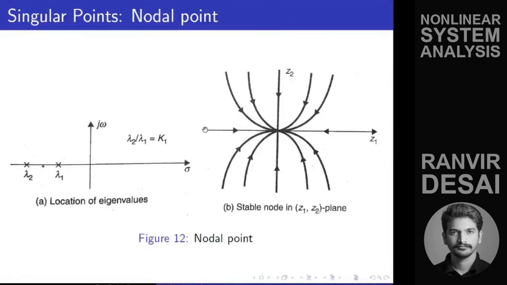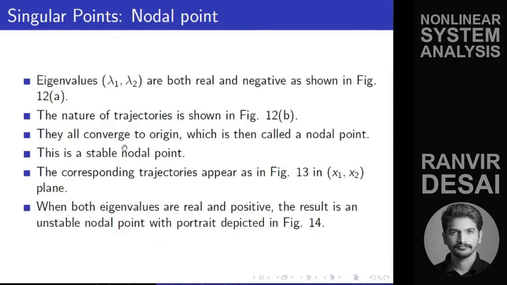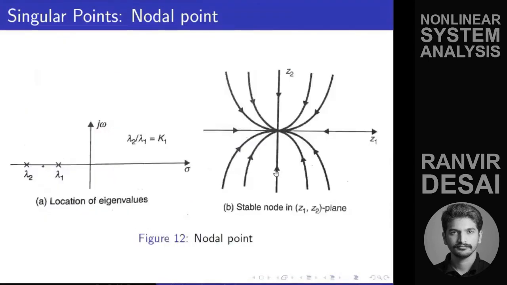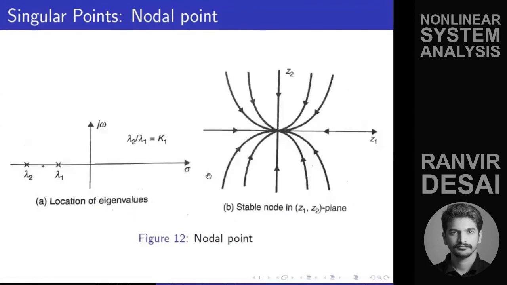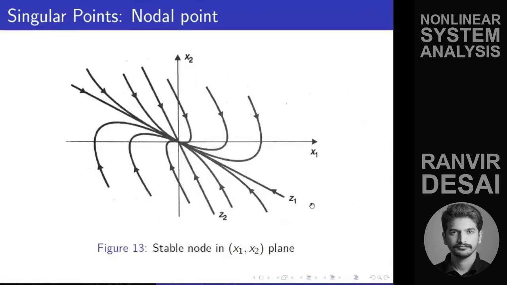There are also two more things that you need to know about this. They all converge to the origin, which is then called a nodal point. The Z1, Z2 point 0, 0 is called the nodal point, and it is a stable nodal point. Now, if we convert this system again to the x1, x2 plane, you back transform it into x1, x2. Now we are only in Z1, Z2. If we transform it into x1, x2, you will have a graph of this kind. Now this is a skewed figure.